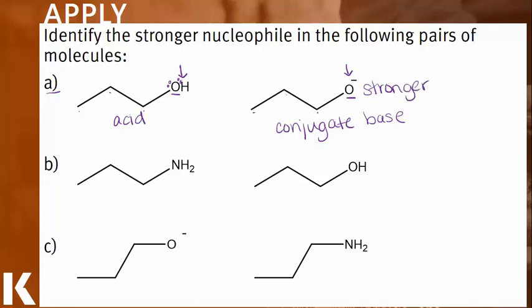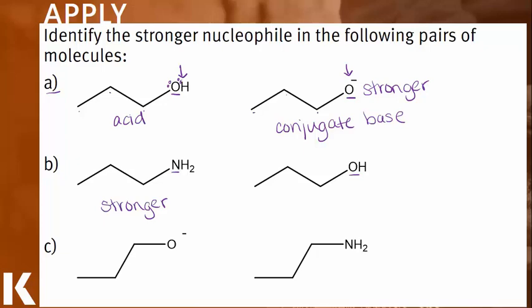Let's look at B. Here we have almost the same molecule again, but the one on the left has a nitrogen and the one on the right has an oxygen. Well, remember the trend in the periodic table for electronegativity tells us that atoms further to the right and the top of the table are more electronegative. So oxygen is going to be more electronegative. Is it going to want to give away its electrons? Not really. And nitrogen doesn't really want to either, but it's more willing than oxygen because it's just slightly less electronegative. So in this example, the molecule on the left is the stronger nucleophile.